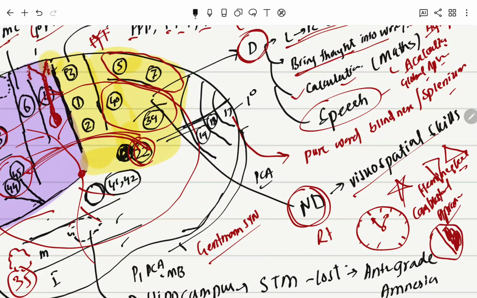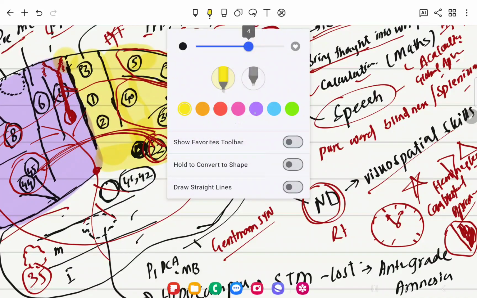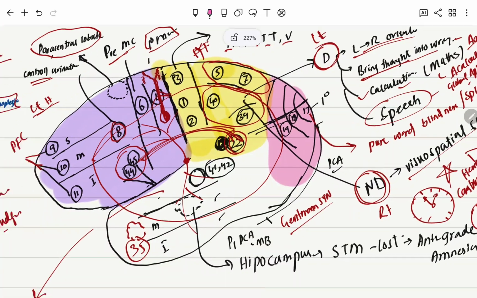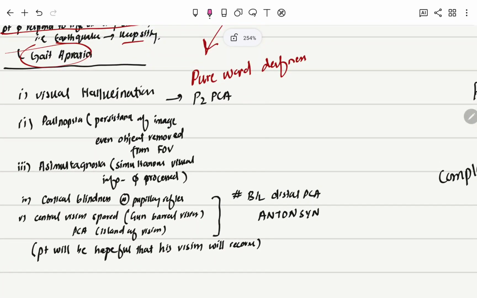So what happens when we block that? Let's discuss the features once we block the occipital cortex. Let me highlight this occipital cortex. So this is the occipital cortex. Okay, so when we block the P2 segment, the patient is going to have features like this: the patient is going to have visual hallucinations.